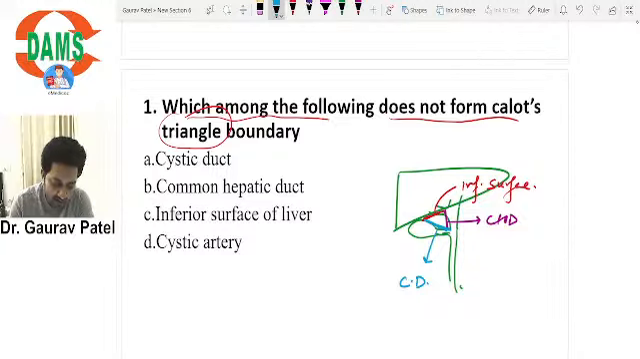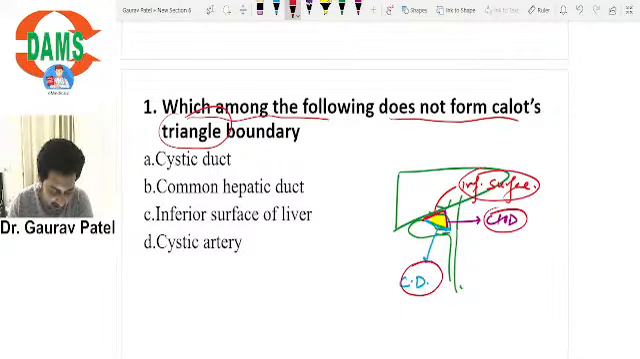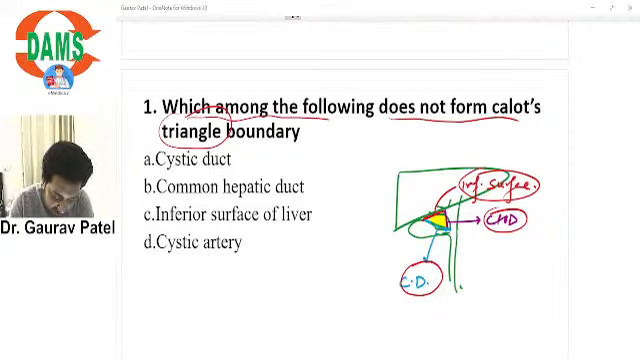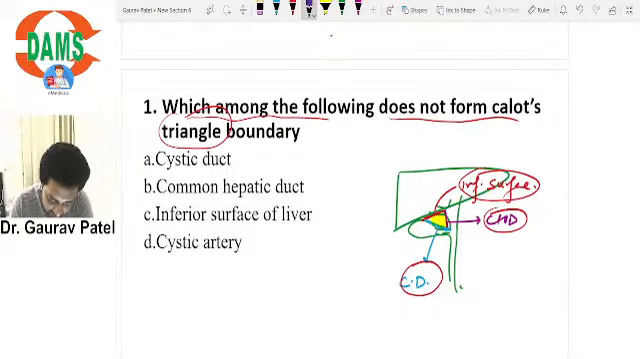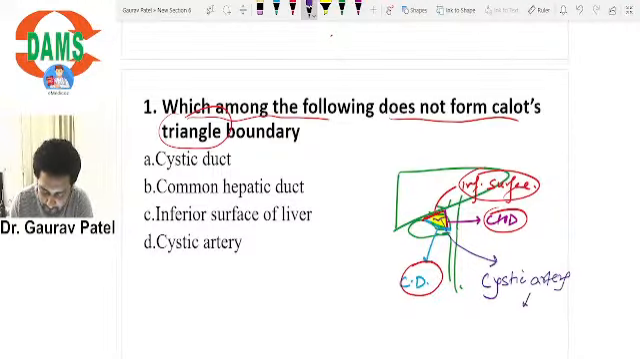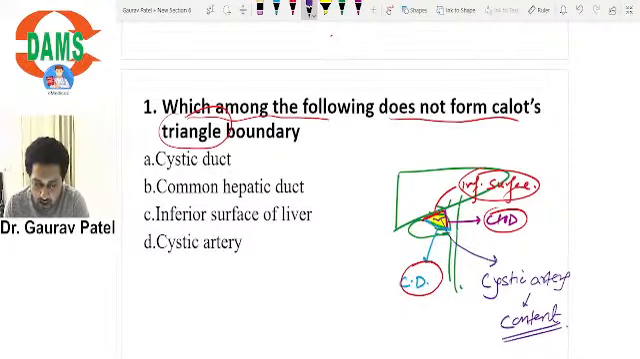Cystic artery is the content. So this whole thing is the triangle. These are the boundaries of the triangle: inferior surface, common hepatic duct and cystic duct. And the cystic artery, which is running inside it, is the content. Cystic artery is the content.